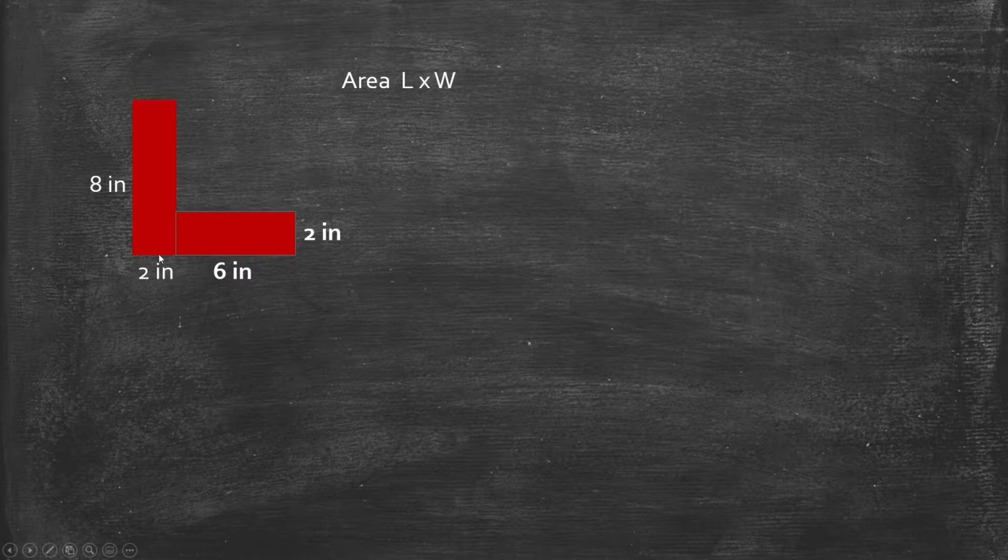And you still got your 2 inches down here, your 8 over here. This one's still 6 and 2. But it's going to end up looking similar to this. So now this whole bottom piece is 8 inches long. Well, how did you get 8 inches? Well, 2 plus 6 is 8. So this whole piece is 8 inches.